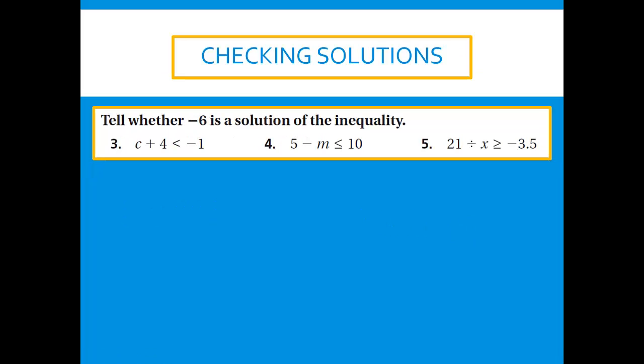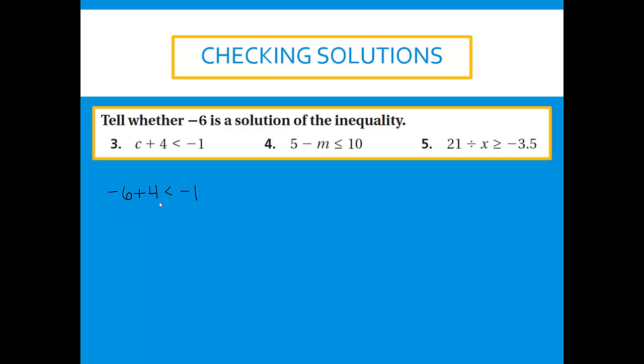Now we're going to look at checking solutions. So we're going to tell whether negative 6 is a solution of the inequality. So for number 3, we have c plus 4 is less than negative 1. So we're going to go ahead and replace the c with negative 6. So I have negative 6 plus 4 is less than negative 1.